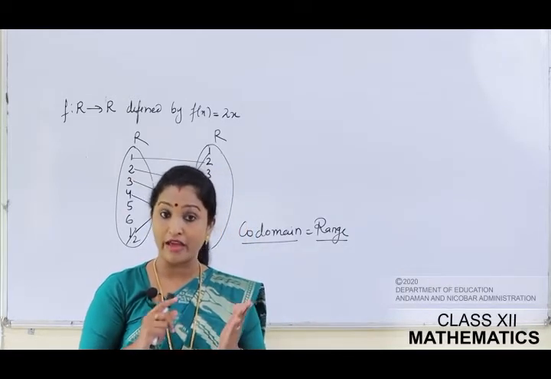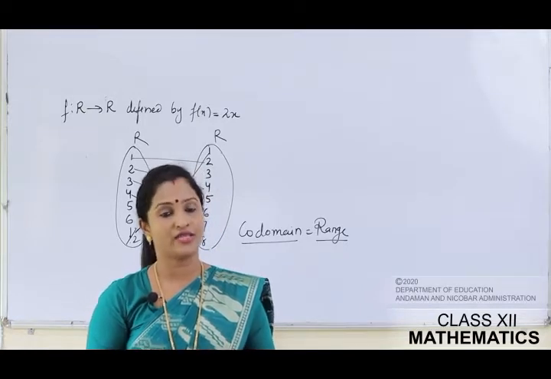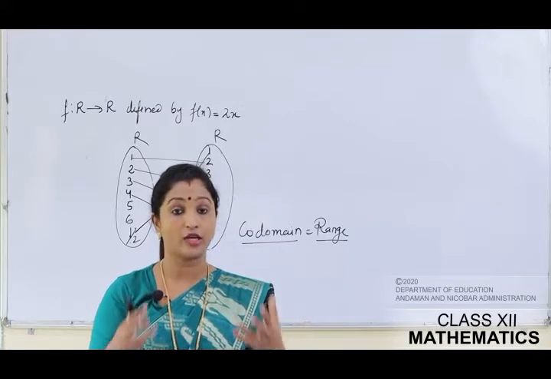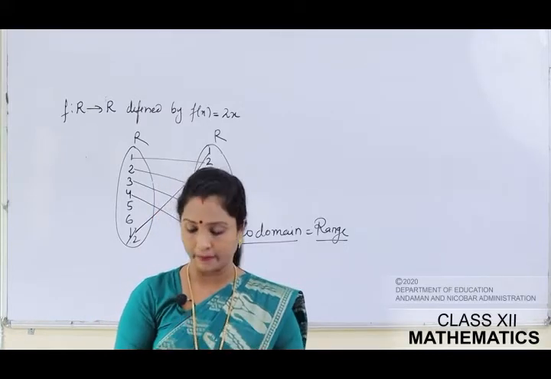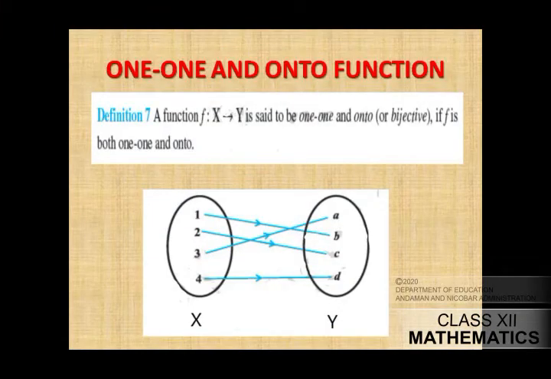The other is, for every y belonging to Y, there exists an element x in capital X such that f(x) is equal to y. You have to prove this mathematically, but the concept is what I just told you. Now let's see another last one, that is one to one and onto function.